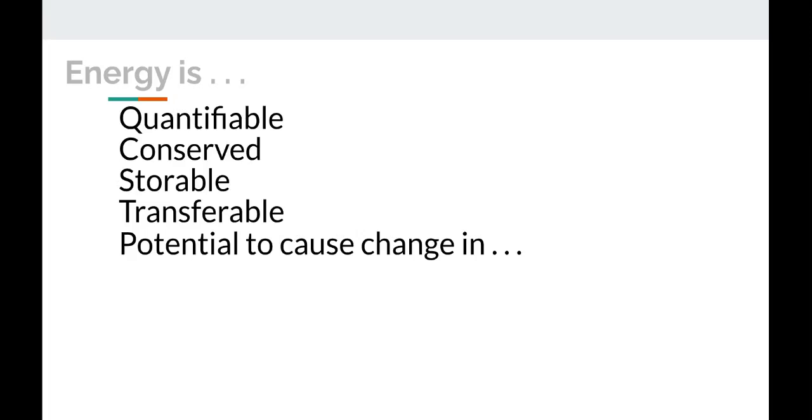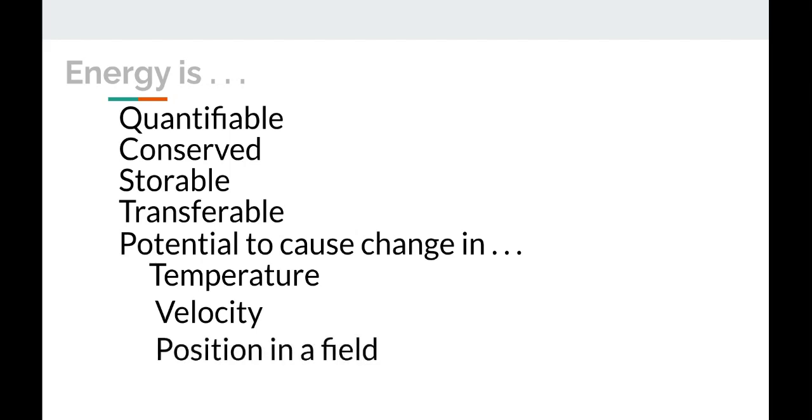And this is basically the closest we can get to a definition of energy, is that it is a potential to cause change in three measurable quantities. One is temperature. If the temperature goes up or down, there's probably been an energy interaction going on. Velocity, if something speeds up or slows down, starts moving, stops moving. Those are all indications that there's been some energy involved. Or the position in a field, like a magnetic field or a gravitational field, for example.